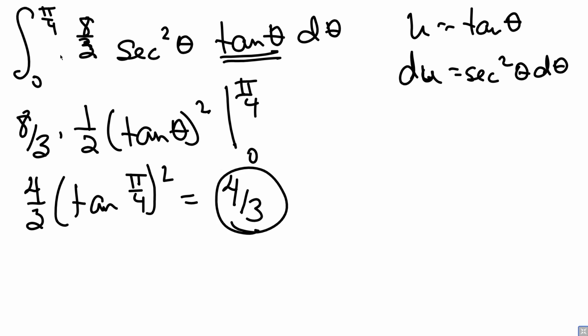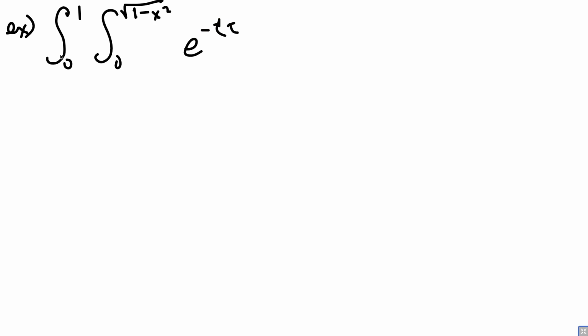Yeah. So let's take a look at our next example. All right. So for our next example, we have the integral from 0 to 1, integral from 0 to the square root of 1 minus x squared of e to the negative x squared plus y squared dy dx.